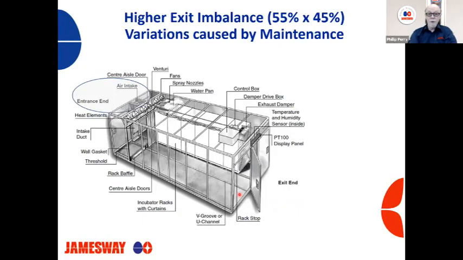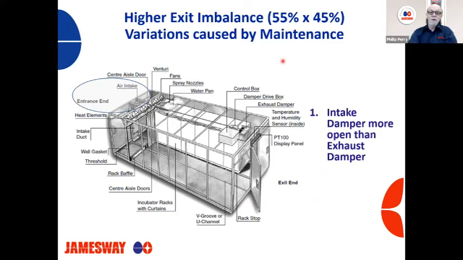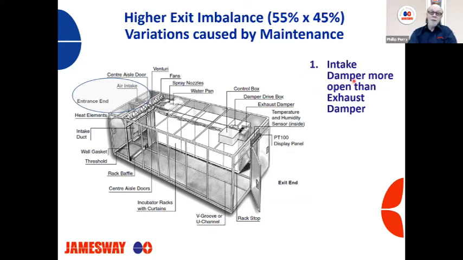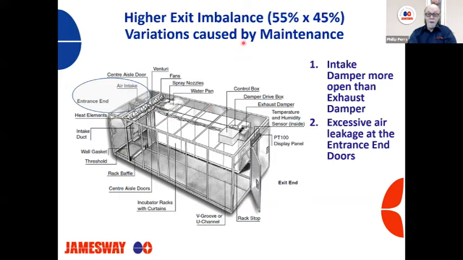We'll take a look at one where our exit in actually has the higher value, but our entrance in has a lower one, it's a 50. We took this reading and it's a 55-45. So I want to ask why is this reading off? Some of the first things I would check is whether my intake damper is more open than the exhaust. With this damper being higher, this creates a lower value here, and also excessive air leakage around the entrance in doors can affect this value being lower.